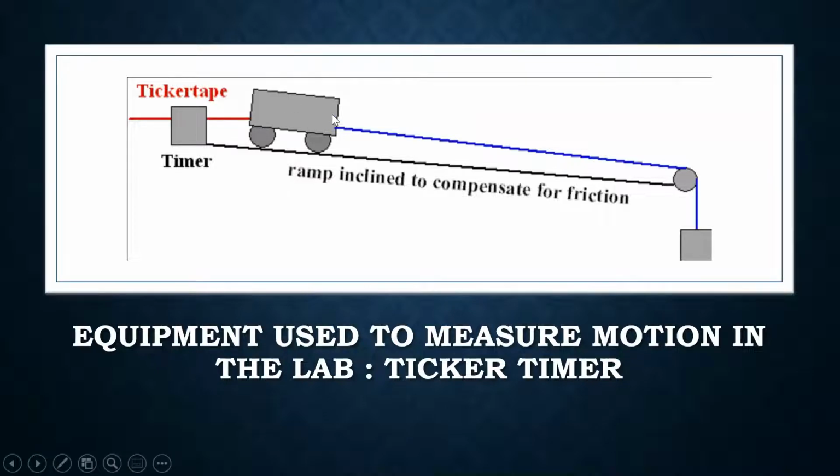So what happens is the object that you're measuring the speed of has the ticker tape stuck to the back. The object moves, the paper pulls through the timer, and the little dots hit onto the paper. The faster it goes, the bigger the gap between the dots, and that's the idea of our ticker timer.